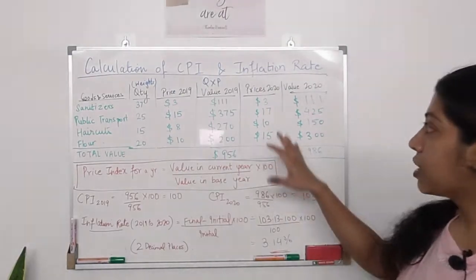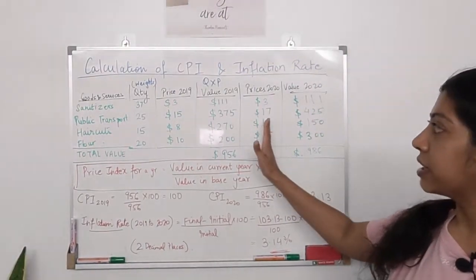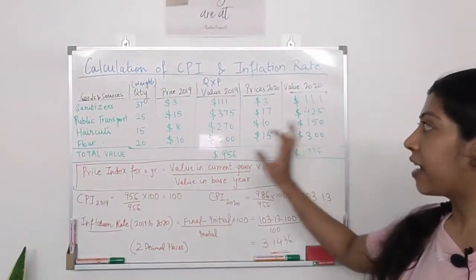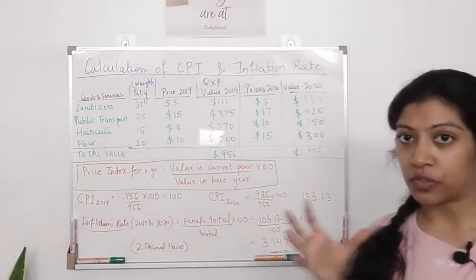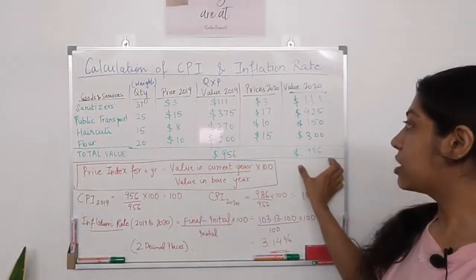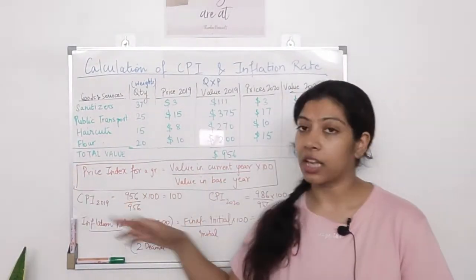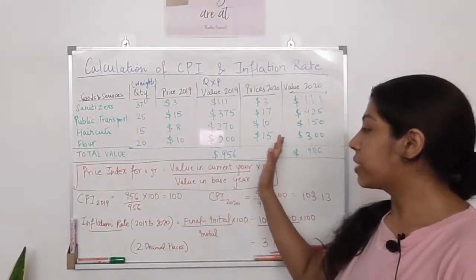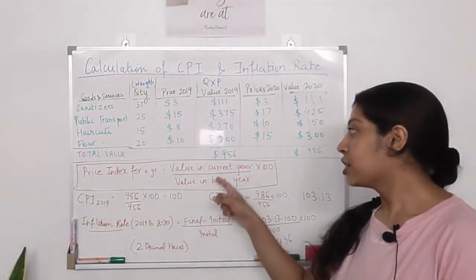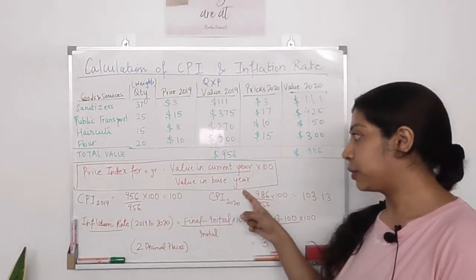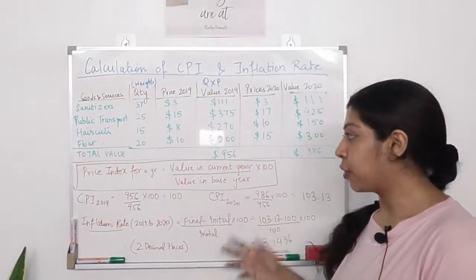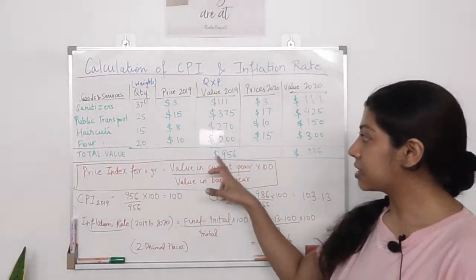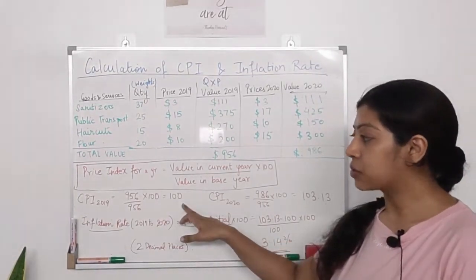We are calculating that. So the first step is the same, multiply the prices with the quantities, and we get the values for 2020. So now we have the 2019 value of the basket of goods and services, and we have the 2020 value. So we have to calculate the CPI, the consumer price index, for the year between 2020 and 2019. So the value in the current year divided by the value in the base year multiplied by 100 is the formula. So for 2019, when we calculate it, it's 956 upon 956 into 100, which comes to 100.